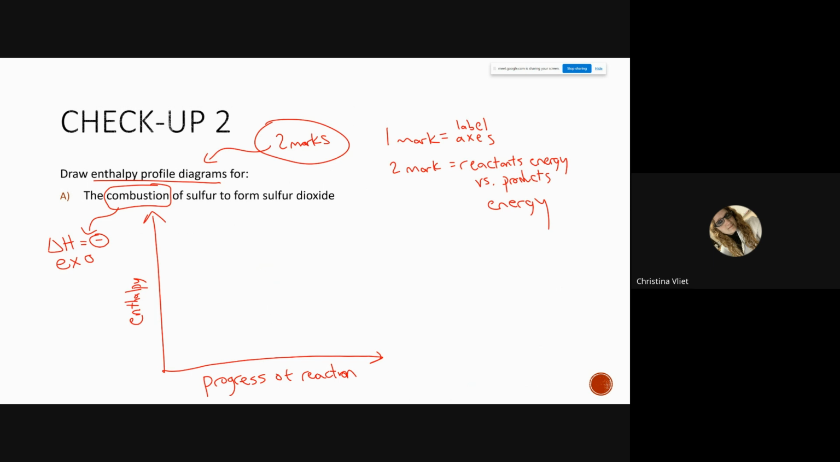All right, so this is where you have to make a decision for the second mark. Would your reactants have a higher or lower energy than your products? Lower. Would your reactants have a higher? The reactants are higher, and the products are lower, right? Because heat out.